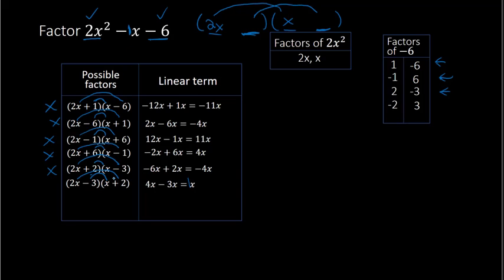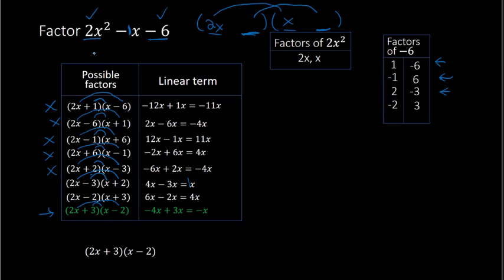So instead of negative 3 and positive 2, we could try positive 3 and negative 2. And we see that one right here. Positive 3 and negative 2, they would multiply the inner and outer to get 3x and negative 4x, which would give me negative 1x. So after all of this, we finally find that the factored form of the original expression would be 2x plus 3 times x minus 2.